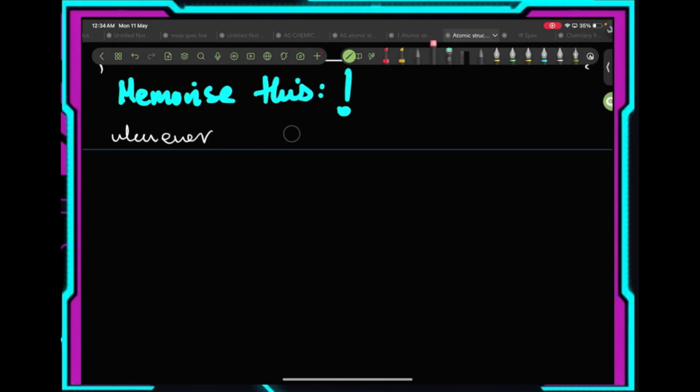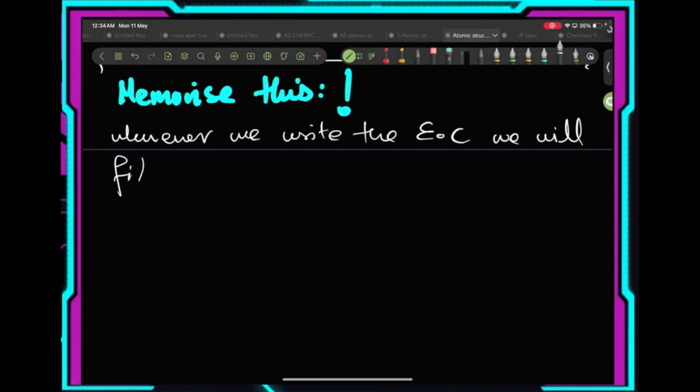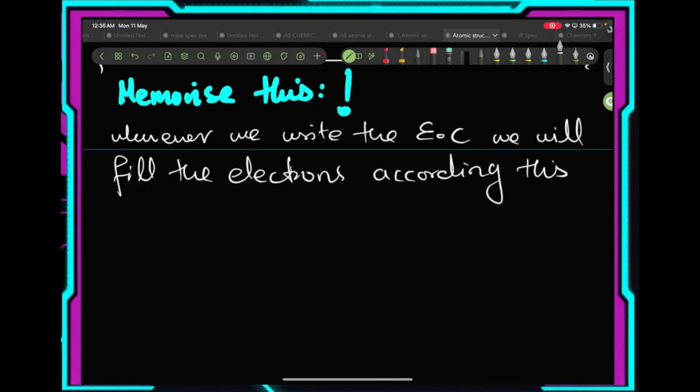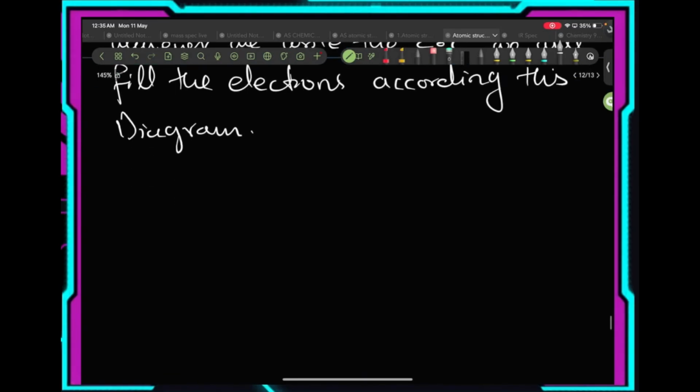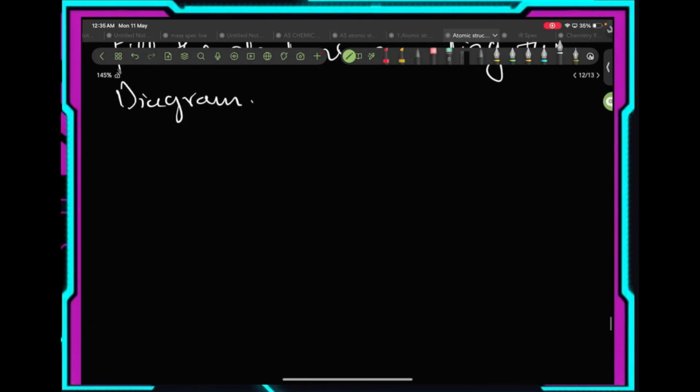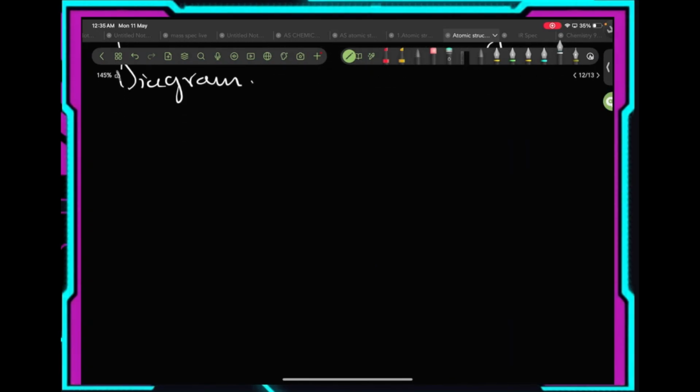Whenever we write the electronic configuration, we will fill the electrons according to this diagram. So this diagram makes your life easy. You don't need to memorize anything anymore.